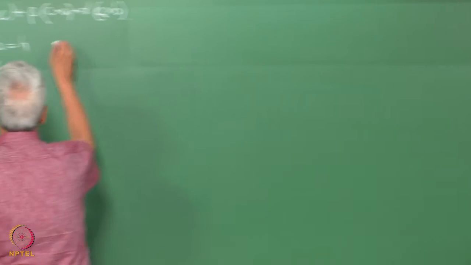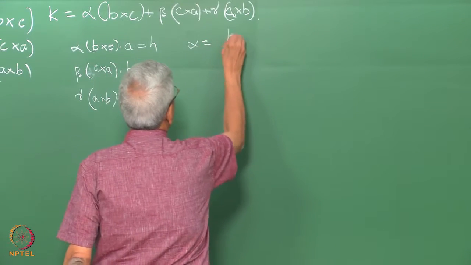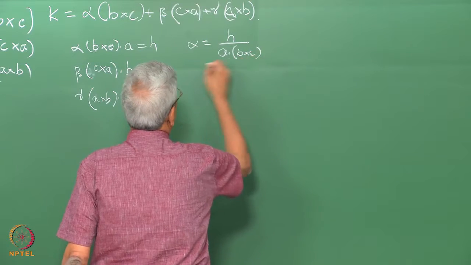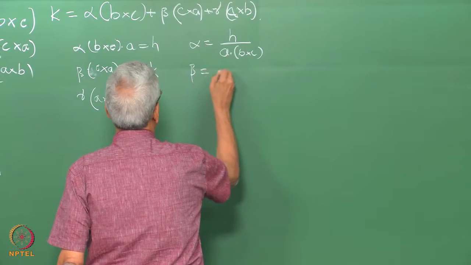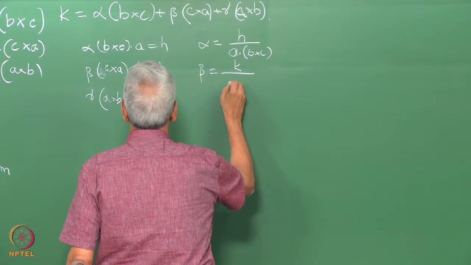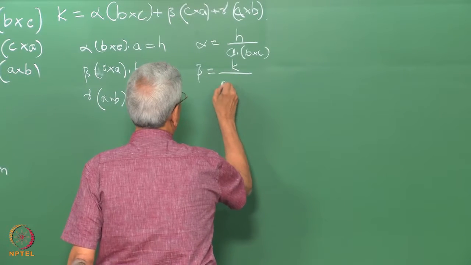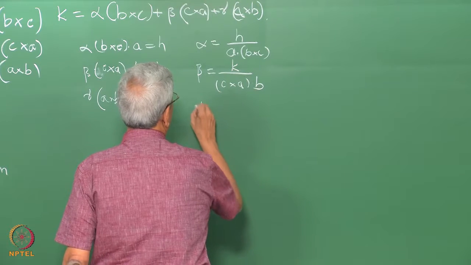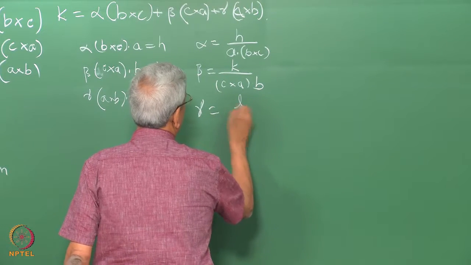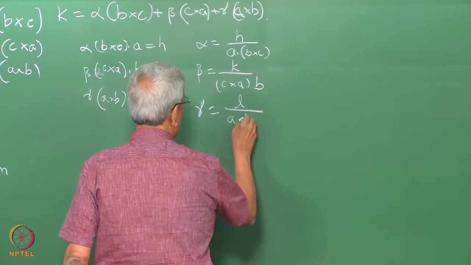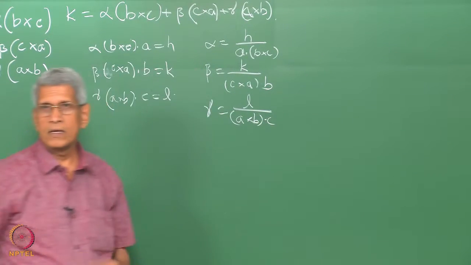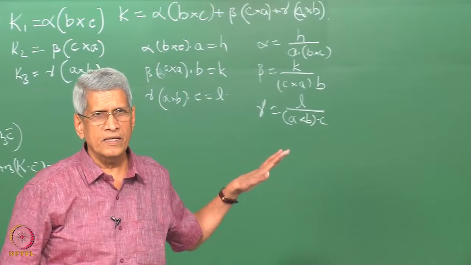So alpha equals H by A dot B cross C. Beta equals k by C cross A dot B. Gamma equals L by A cross B dot C. These expressions are right.